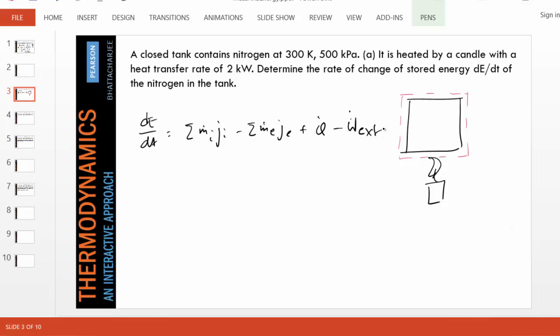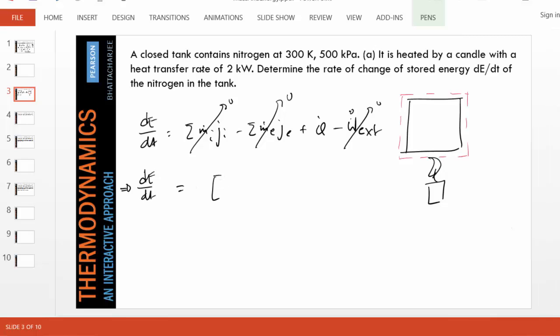We know in this closed tank there is nothing going in, nothing coming out. The transport terms drop out. We can see there is no external work. There is no shaft, there is no electricity. There is no boundary work, so therefore dE dt equals q dot.